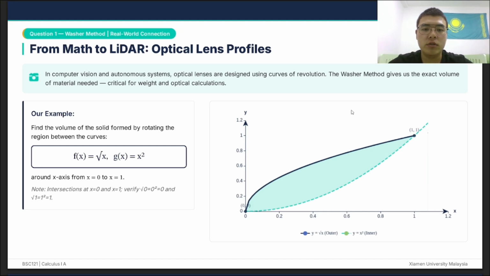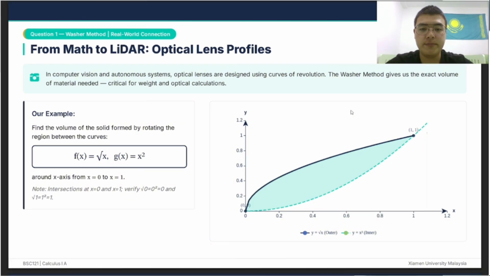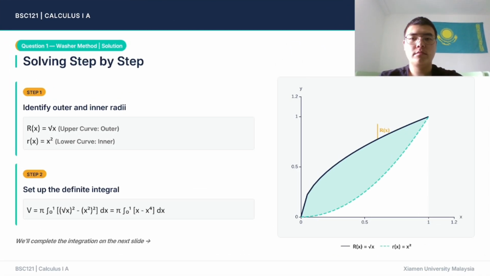We are tasked with finding the volume of the solid formed by rotating the region between the curves f(x) equals the square root of x and g(x) equals x squared around the x-axis from x equals 0 to x equals 1. We have verified the intersection points and now we are ready to solve it. So let's solve this step by step.